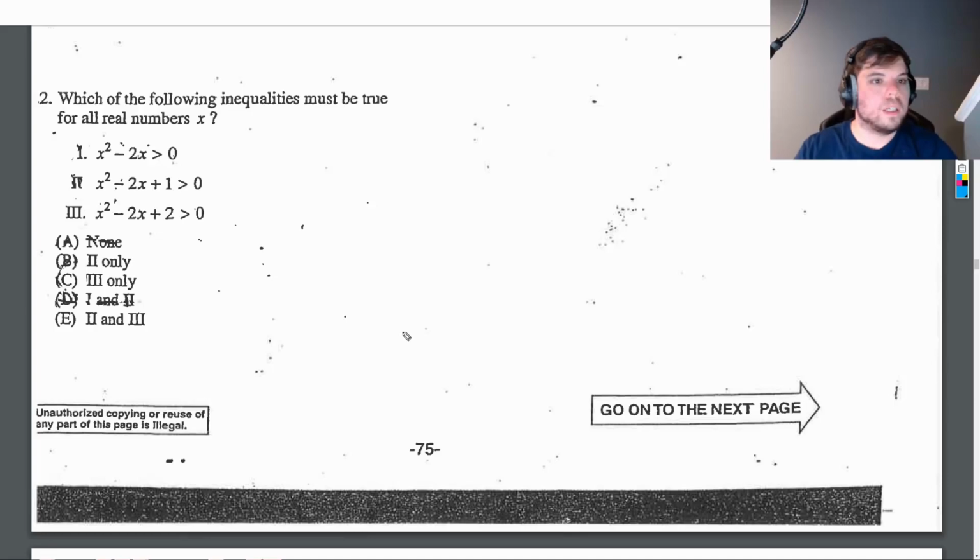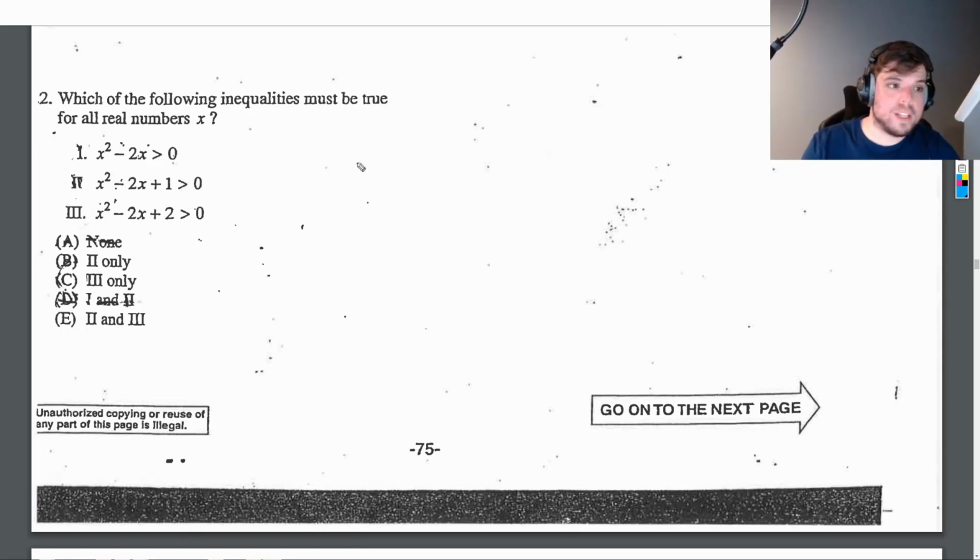Nice. Which of the following inequalities must be true for all real numbers x? Well, these are all quadratics. Essentially, if we're saying that they're greater than 0 for all real numbers x, what they're asking is, which of these has a graph that never touches or goes below the x-axis?